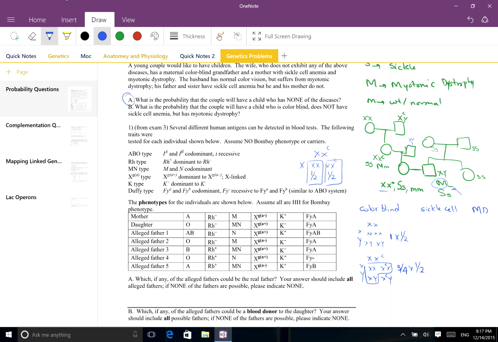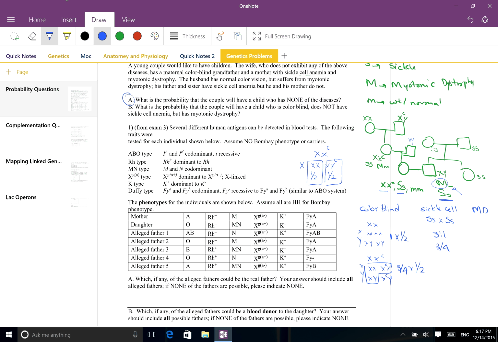Probability that she has sickle cell is the following. Not her, the child not having sickle cell. So the mother is heterozygous for it, the father is heterozygous for it. See here and here, het and het. The phenotypic ratio is 3-to-1, and then the probability of none of the kids having it is 3/4. Okay.